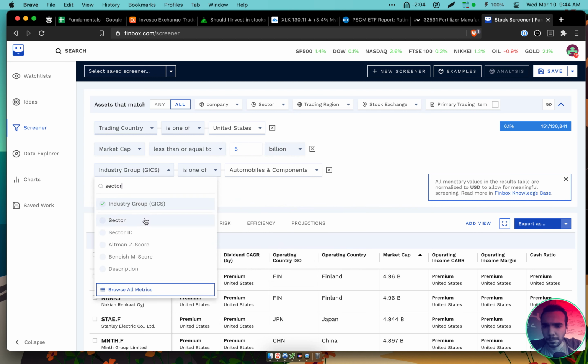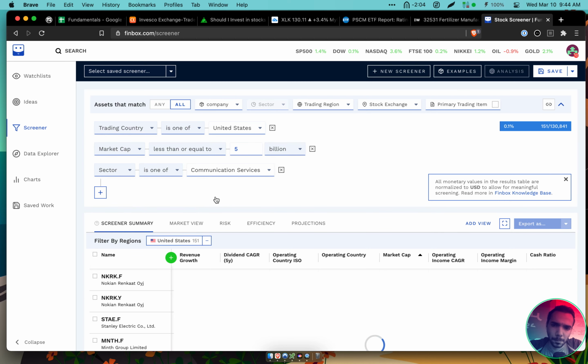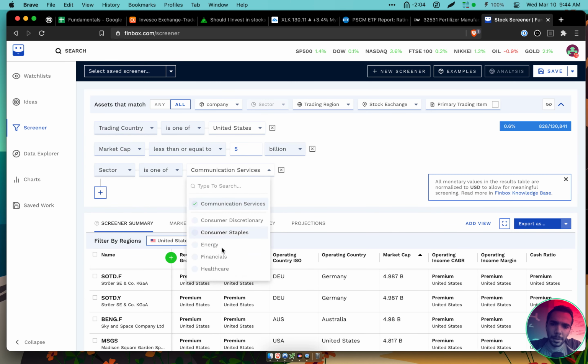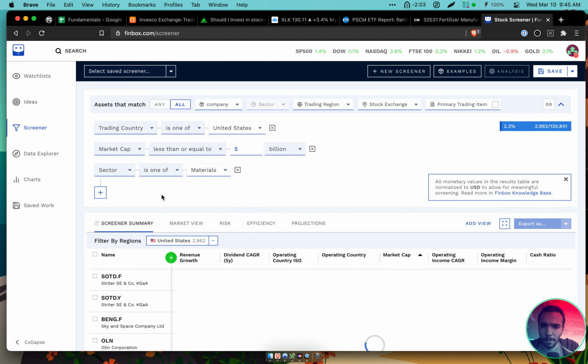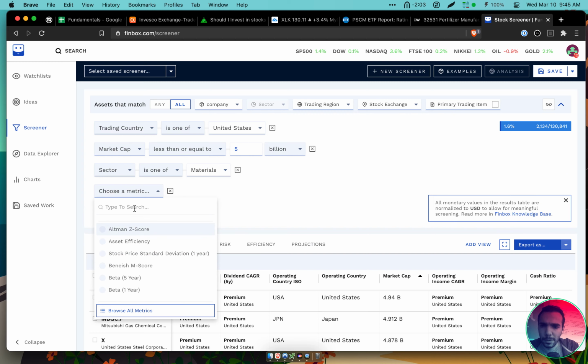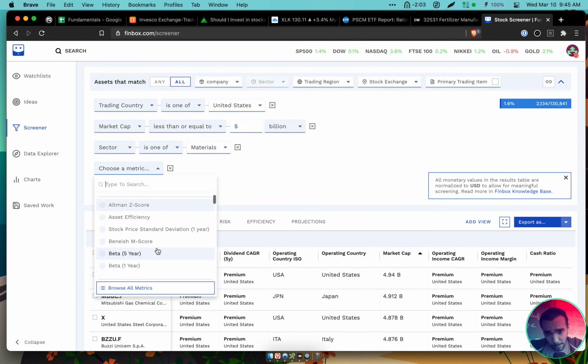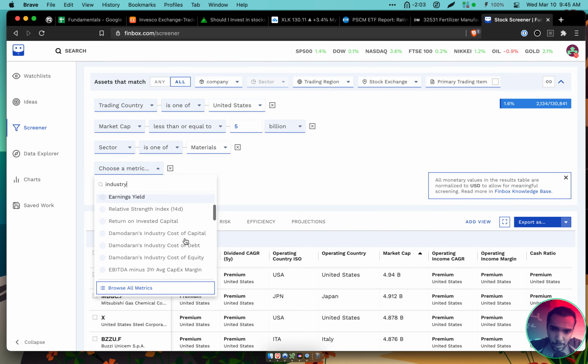Sector. It should be industry. Sector is like a higher level group. Yeah, it's not gonna be here. I mean, it's materials, yeah, but okay. Yeah, I wanna select a subsector. Sector. Supposed to be industry, man.